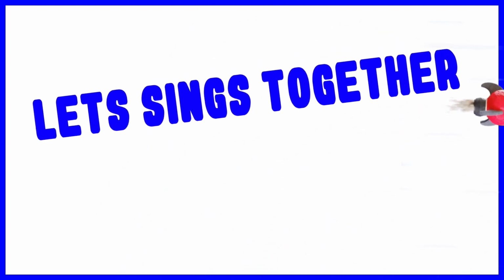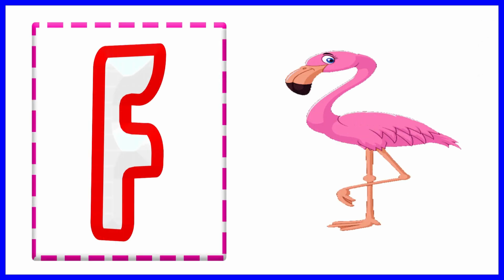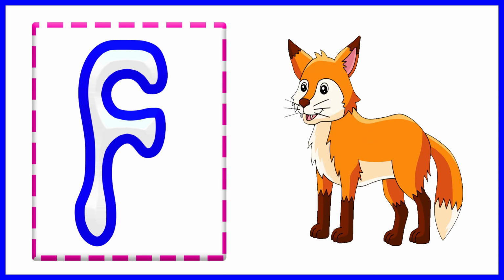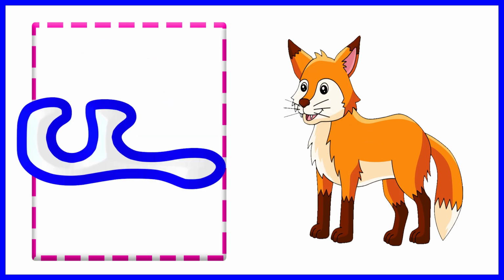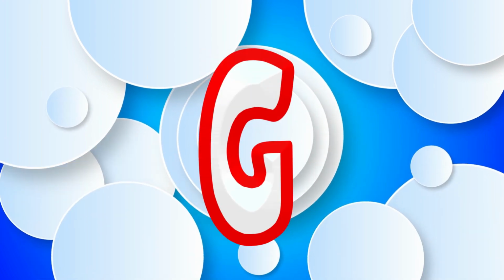Kids, let's sing together. F as in flamingo, F, F, F. F as in fox, F, F, F. Big G. Small G.